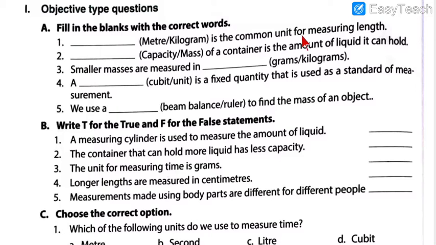Dash is the common unit of measuring the length. Measuring the length, can it happen in kilogram? No, it's for the weight measurement. Meter is for the length. So meter is the answer. Okay, the next is, dash of a container is the amount of liquid it can hold. So capacity is the answer. We can see the capacity of container through how much liquid it can hold. So capacity is the answer.